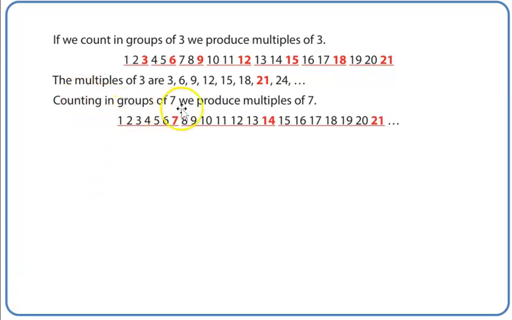Counting in groups of 7, we produce multiples of 7. So we have 1, 2, 3, 4, 5, 6, 7, 8, 9 up as far as 21. And similarly, the multiples of 7 are highlighted in red. So we have 7, 14, and 21 highlighted in red. So the multiples of 7 are 7, 14, 21, 28, 35, and so on.